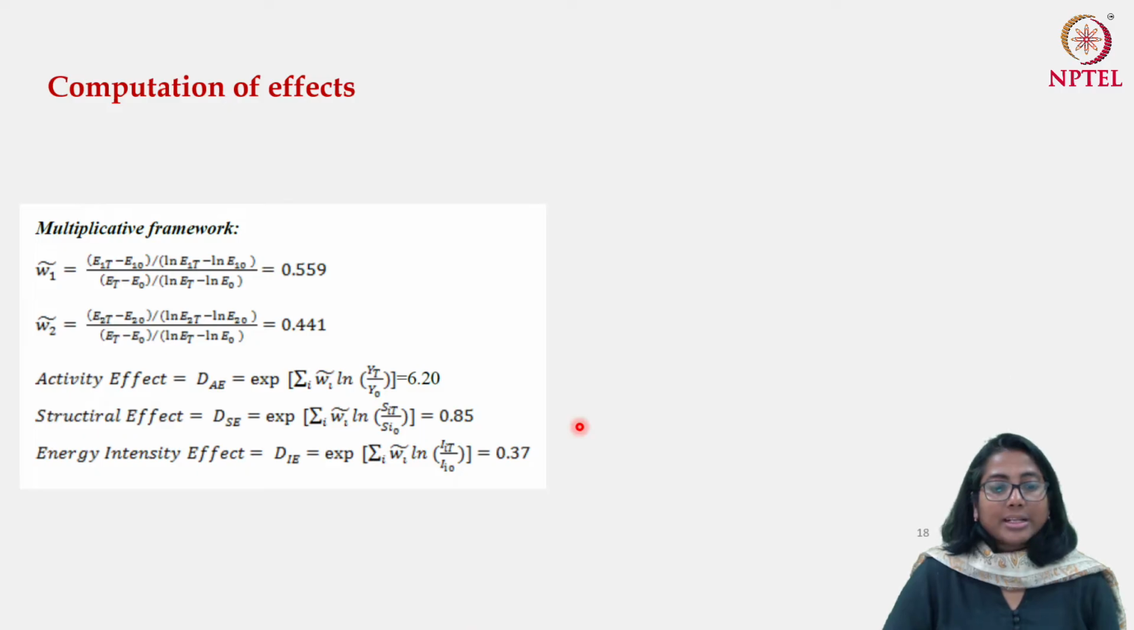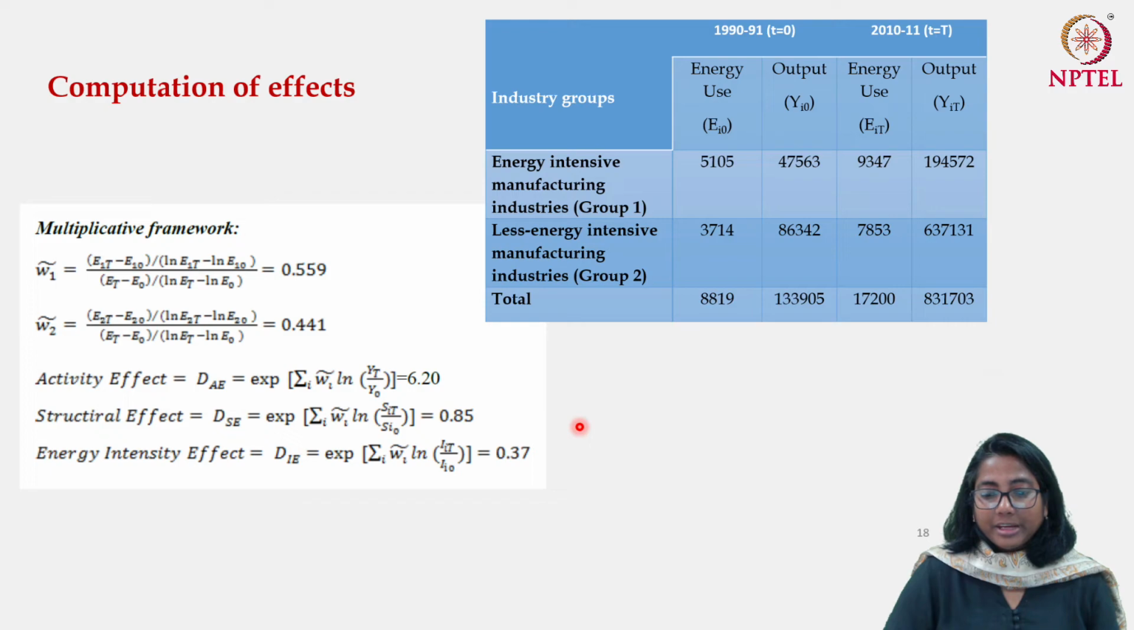Let us have a quick look at the multiplicative framework and how we represent that. Here in the multiplicative form, you can see that the activity effect is captured by 6.20, structural effect is 0.85 and energy intensity effect is 0.37.